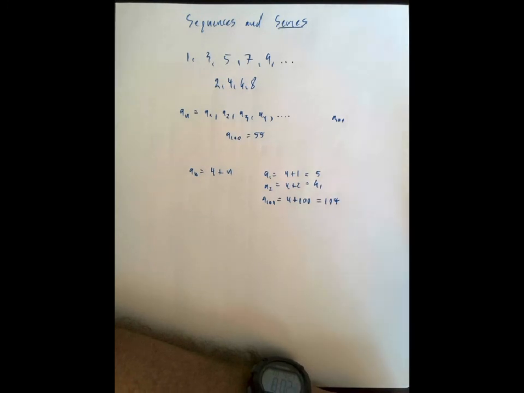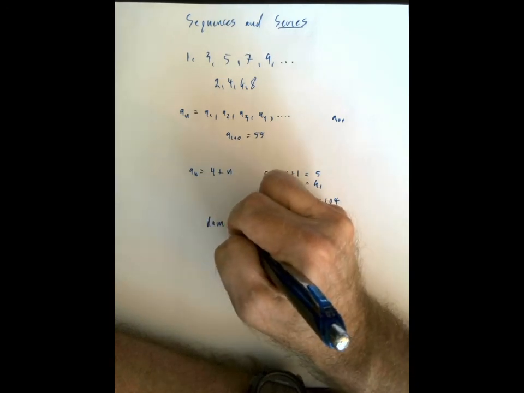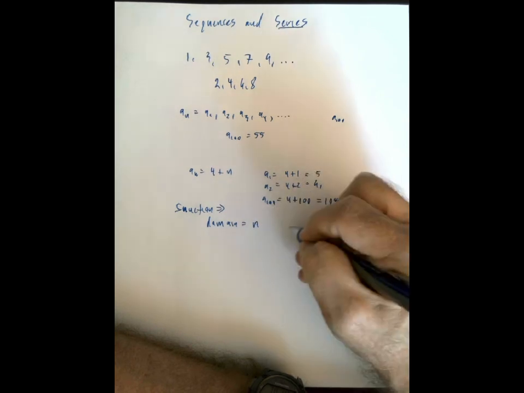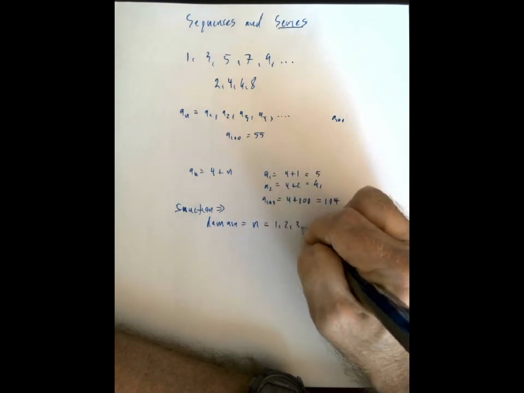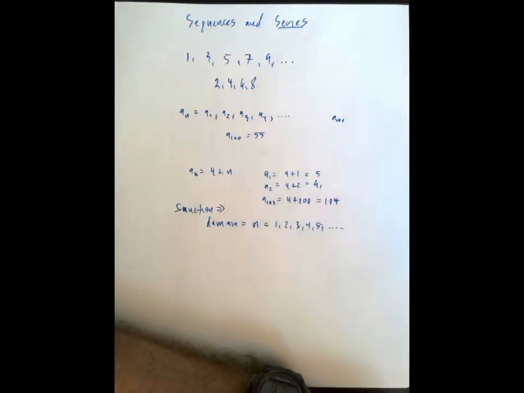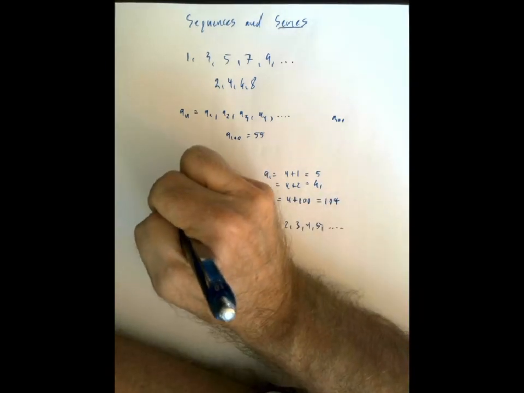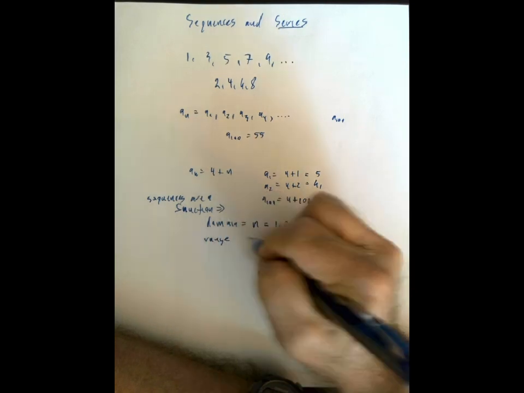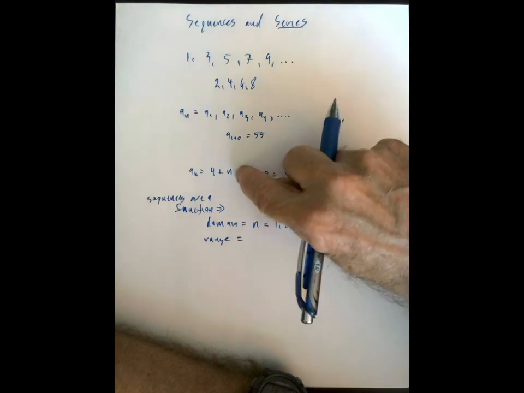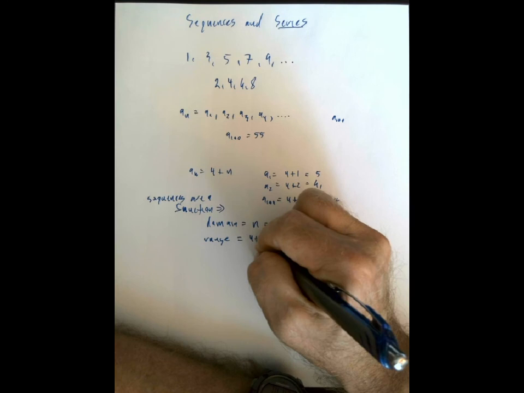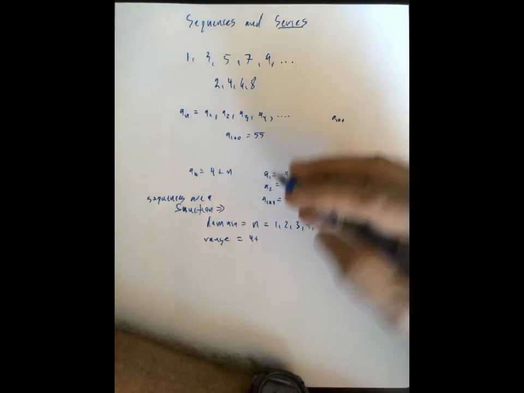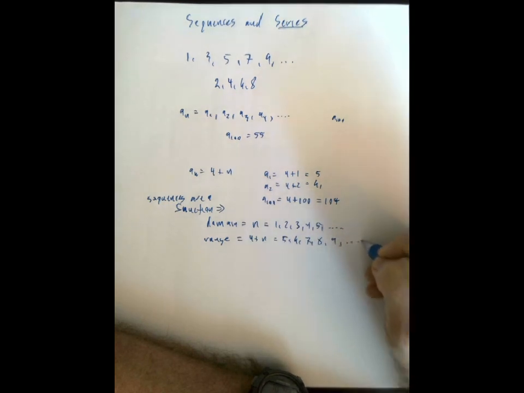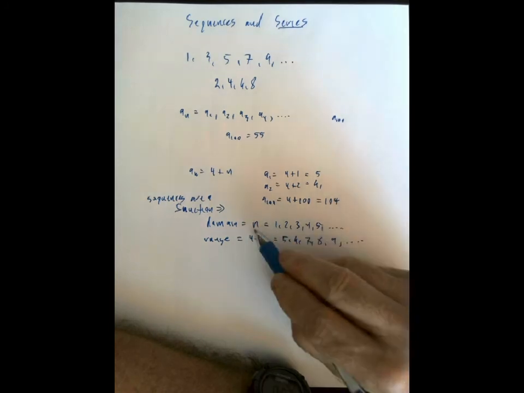Sequences are actually a kind of function, where the domain is equal to n, which is 1, 2, 3, 4, 5, etc., and we can just keep going. So sequences are a function where the range is actually the terms of the sequence. For example, this one, 4 plus n, gives 5, 6, 7, 8, 9, and so on. This would represent a kind of function where 4 plus n is the equation of the function.